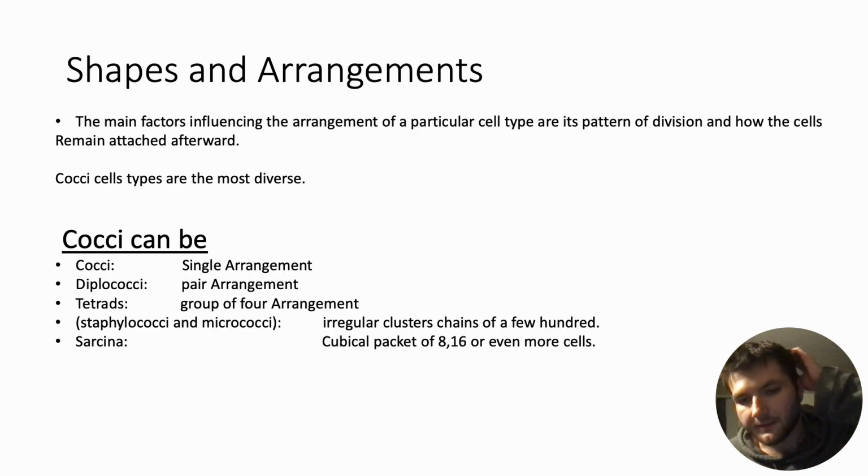But back to shapes and arrangements. The main factors influencing the arrangements of a particular cell type are its patterns of division and how the cells remain attached afterwards. Cocci cell types are the most diverse in variation. When it comes to arrangements, they have the most diverse variations. They have single arrangements, pair arrangements, groups of 4, irregular clusters, chains of a few hundred, and cubic packets of 8, 16, or even more cells.